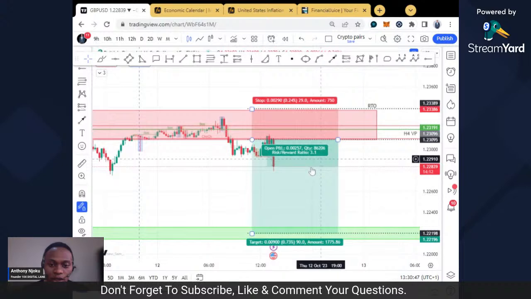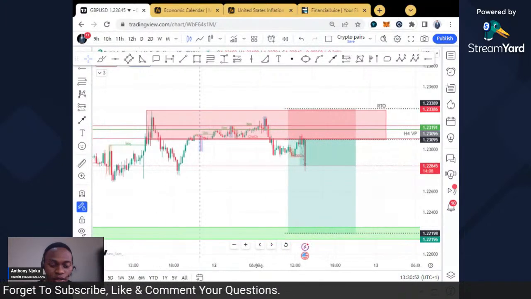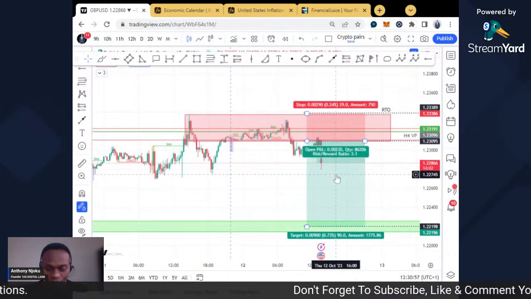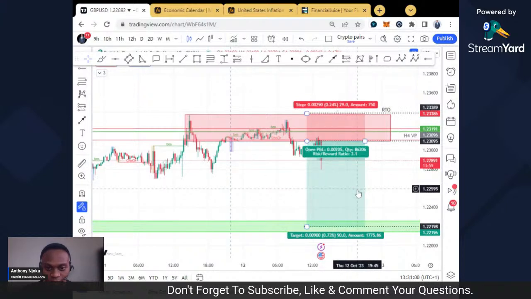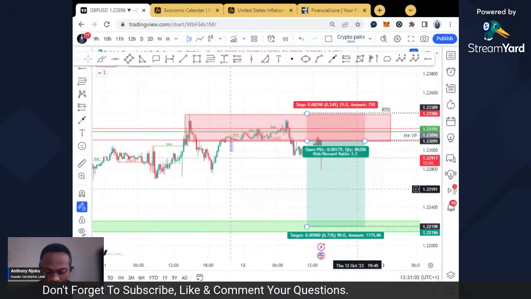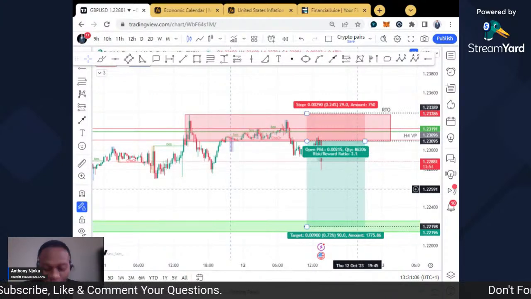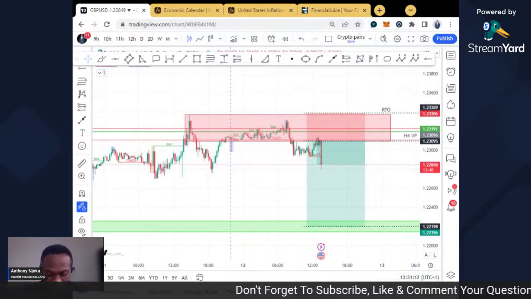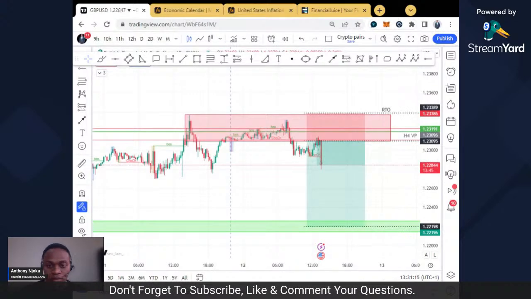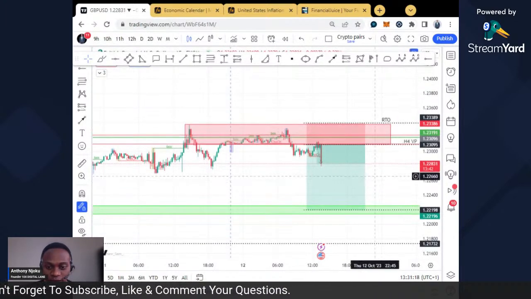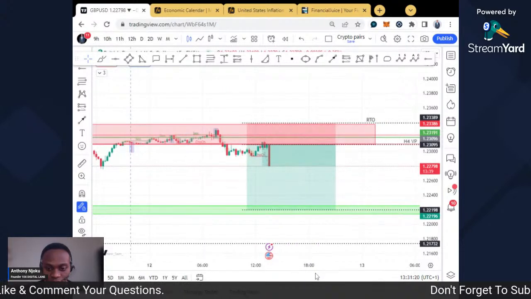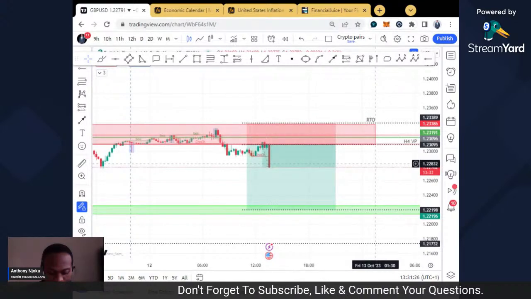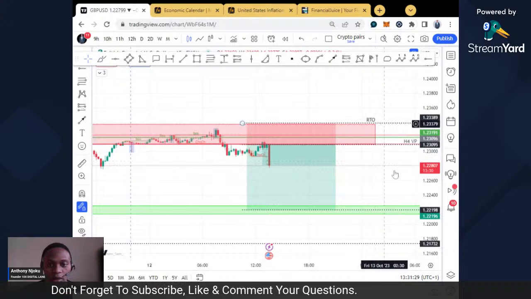We're risking about 30 pips. Let's watch and see if we'll get another entry. Apply proper risk management, guys.